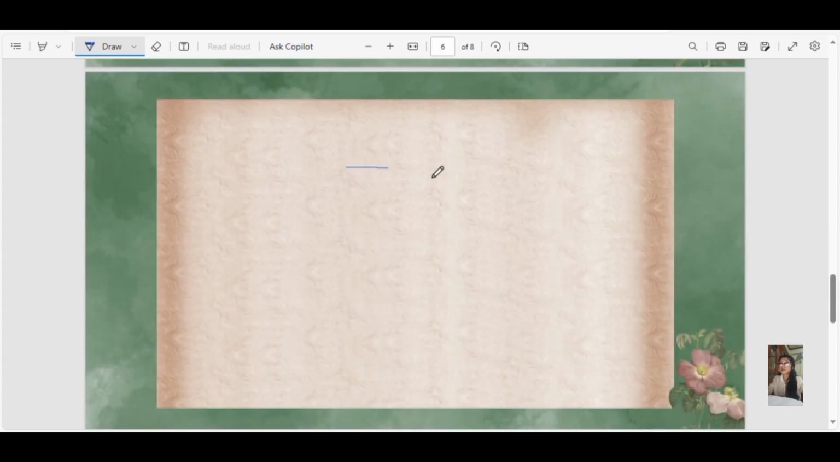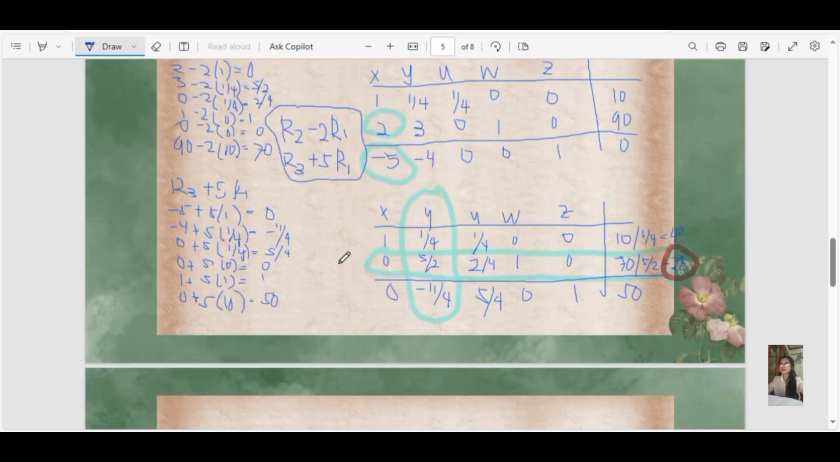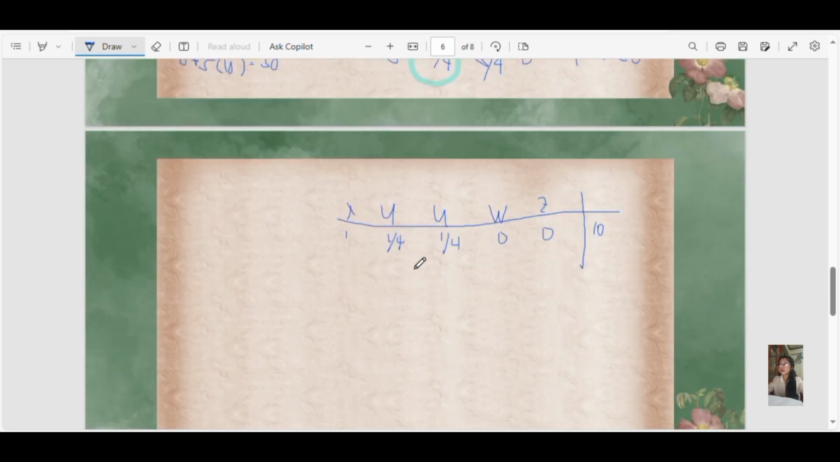So again, another page. Okay, what is row 2? Let's copy row 1 first: 4, 0, 0, and 10. Again, where's row 2? We're going to divide it by 5 over 2, to make that 5 over 2 equal to 1.